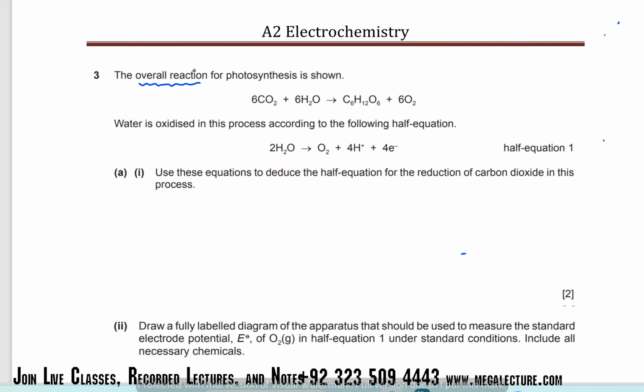So, of photosynthesis. So 6CO2 plus 6H2O gives glucose plus 6O2. उससे क्या, water is oxidized in this process according to the following half equation. ठीक है। तो ये कौन सी equation है? This is the oxidation equation, the half equation, right? Where it's actually losing electrons.